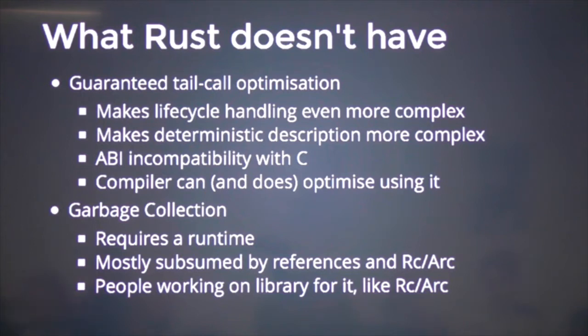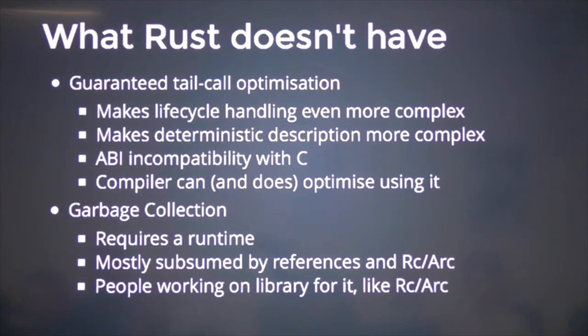It also means it can't be ABI compatible with C, unless anything that is callable from C doesn't use tail calls. So if they did implement them, there'd have to be a whole host of exceptions to that, which is obviously not nice. The compiler can and does implement tail calls internally as optimizations, so it will do tail calls and jump rather than doing normal calls, but only as an optimization, it's not guaranteed.